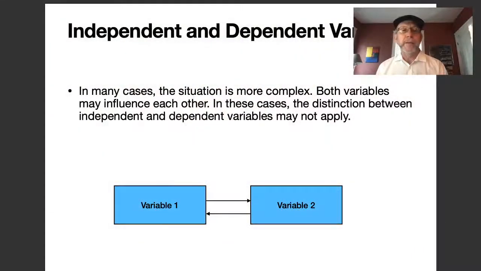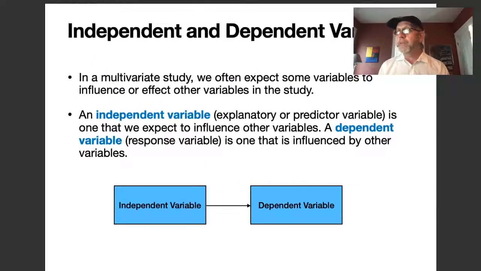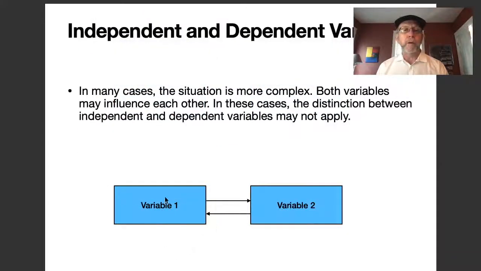So the situation can be quite a bit more complex than either the simple situation of the previous slide, where we have an independent variable influencing a dependent variable, or a situation like this where two variables are influencing each other, or an even more complex situation where there's a host of variables and maybe all of them are influencing each other. But still, this distinction is going to be useful for us, so I wanted to make it.